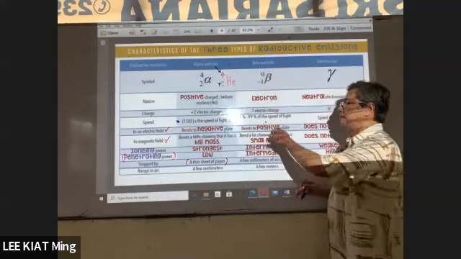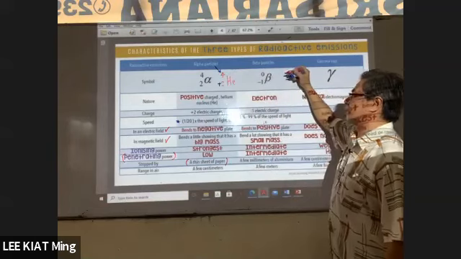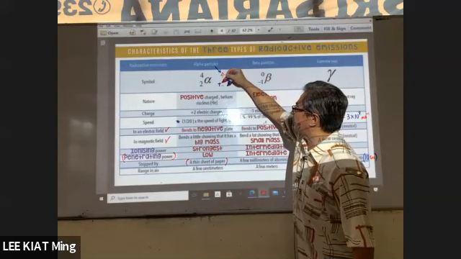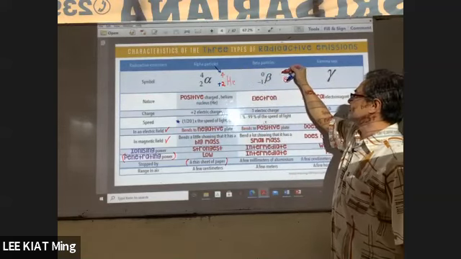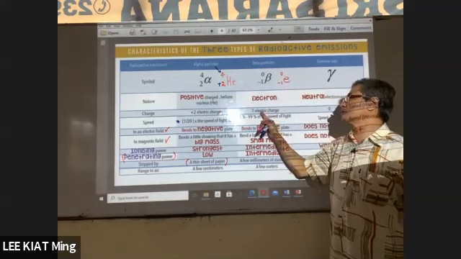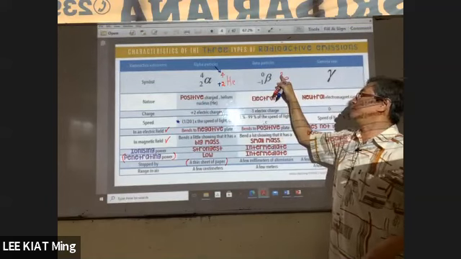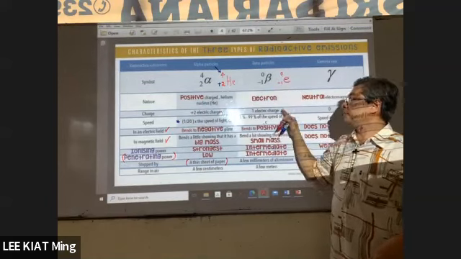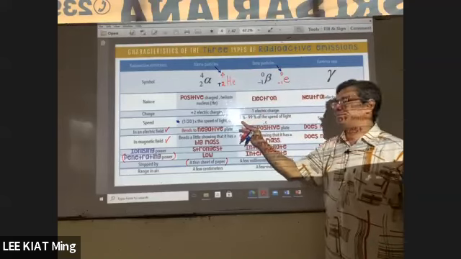What is actually beta? Electron. We write electron like this. Just now, in place of helium, we wrote like this. Electron, you will write like this: 0, negative 1. So this is the charge. It carries negative charge. And because electron is considered very light, we put a zero here to show that the mass is very small.